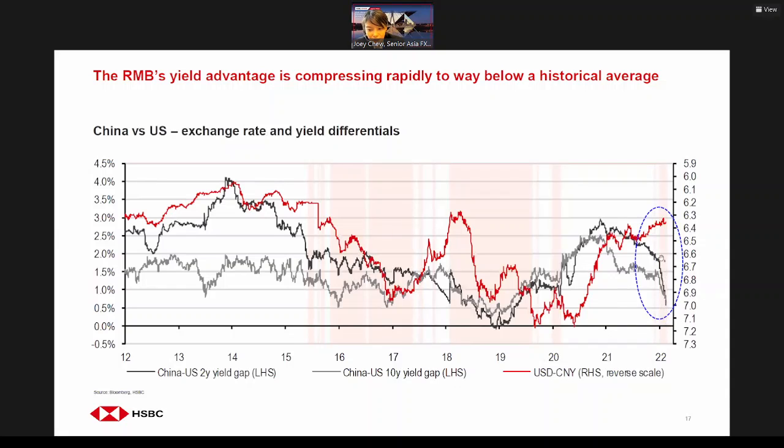This is not just because of the US, but also because China started easing monetary policy. So PBOC, the central bank in China, is probably the only central bank in the world that is going against the grain and easing monetary policy. And so this double whammy of rising US rates, falling China rates, is causing this yield differential to move very sharply towards zero. So at some point in time, we might actually reach zero.